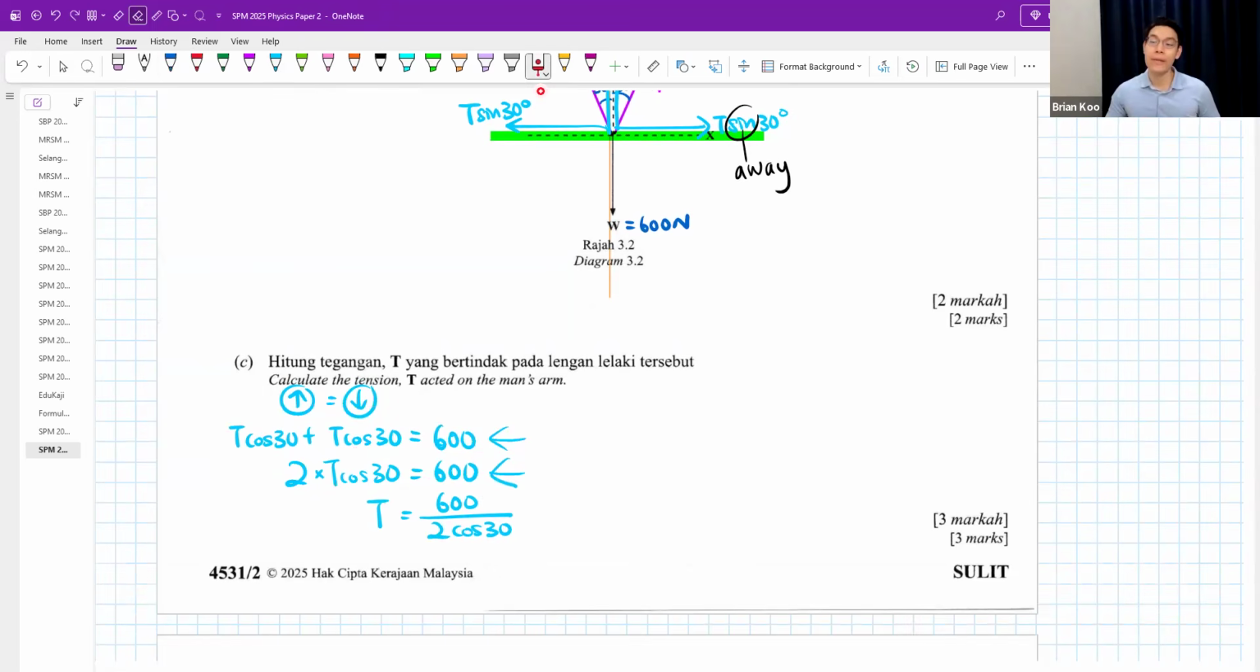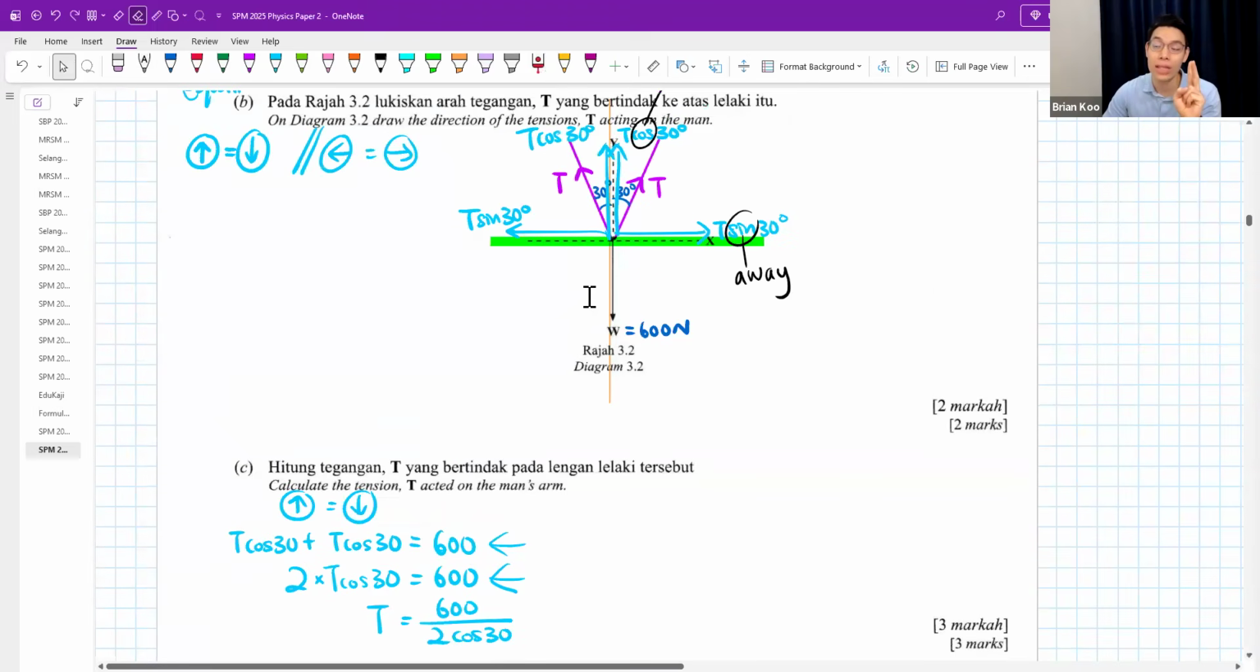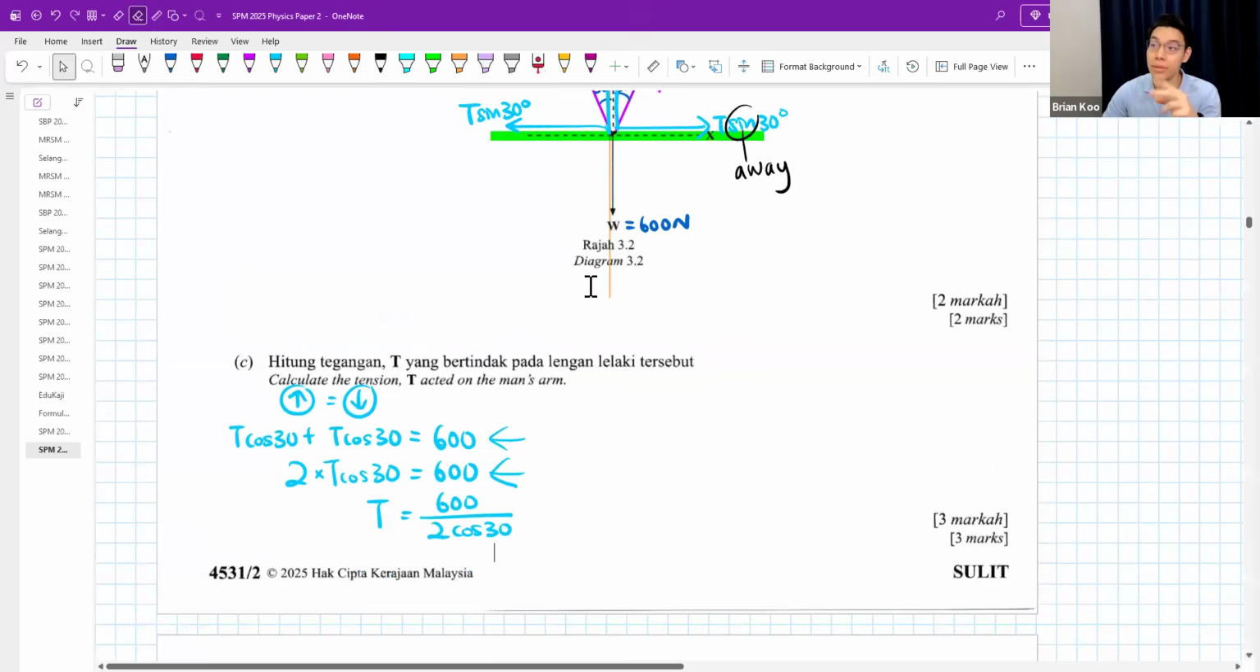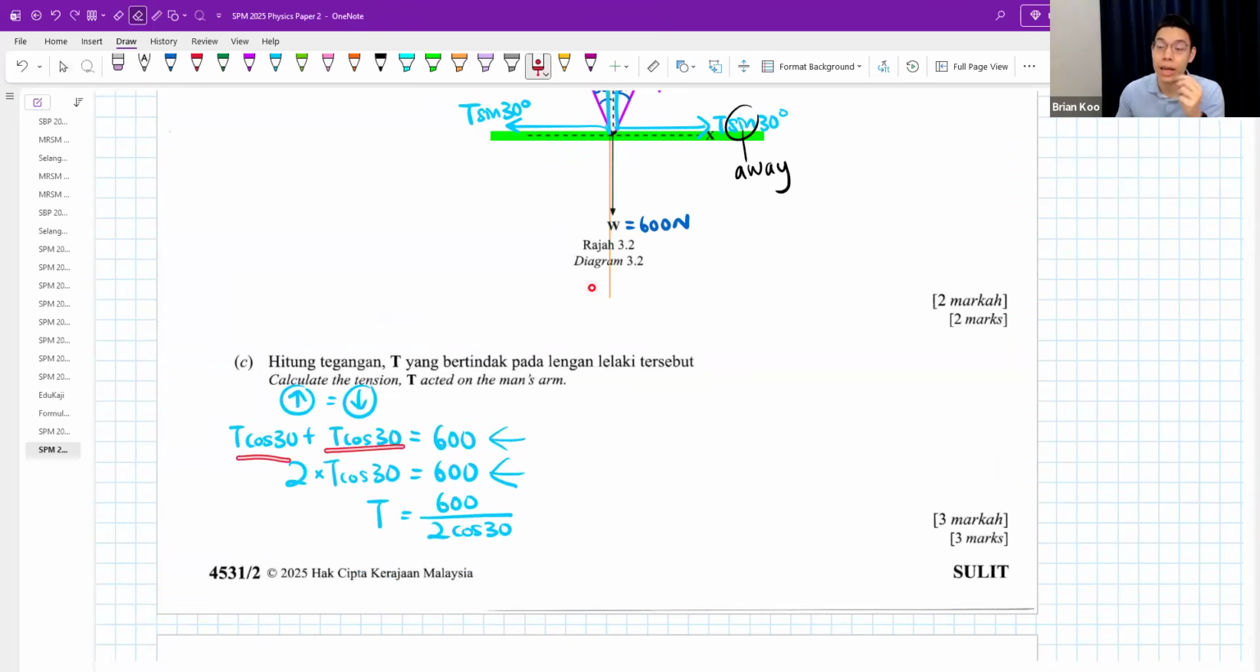The 2 marks come from where? 1 mark comes from being able to form a correct equation. A second mark comes from knowing how to split your force into cos or sine. Because you know how to do your cos and sine and write all this correctly, you get another mark. And then the final answer, you get 1 more mark.